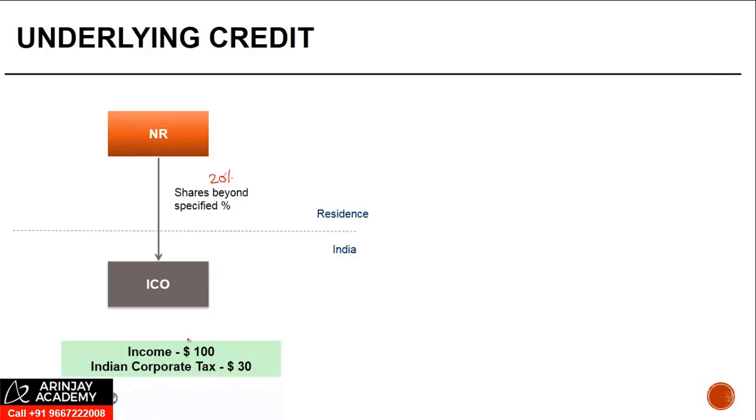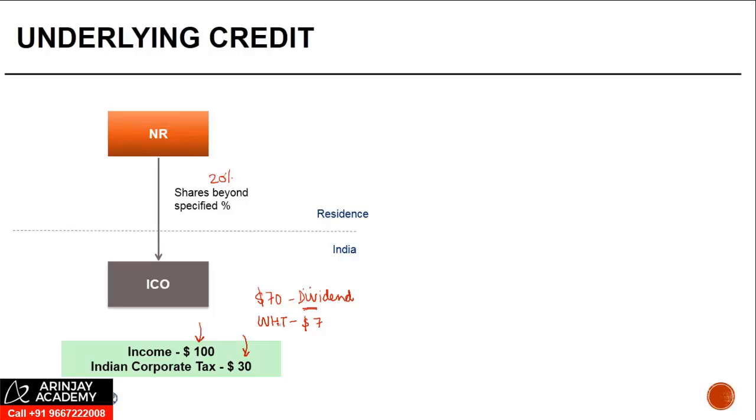Now, the Indian company earns an income of $100 on which it pays a corporate tax of 30. And therefore, what they are left with is $70. This $70 is paid by them to the non-resident as dividend. When you pay this as dividend, let's assume a case where there is a withholding tax in India of 10% of the dividend, and we just take it directly as $7.